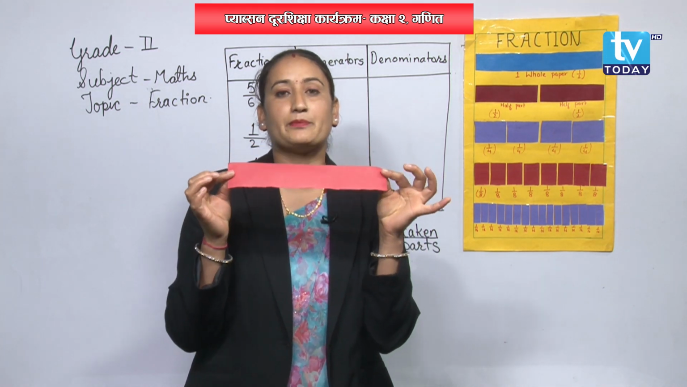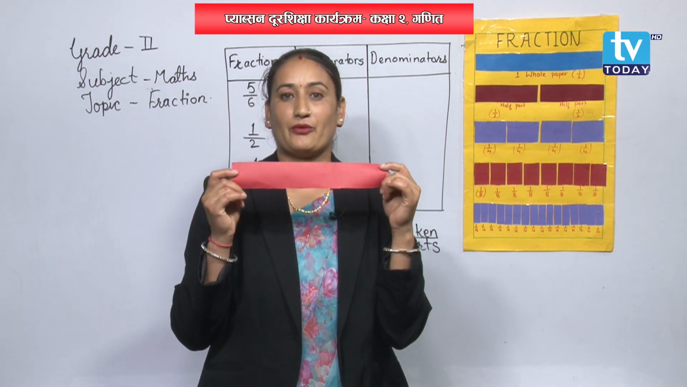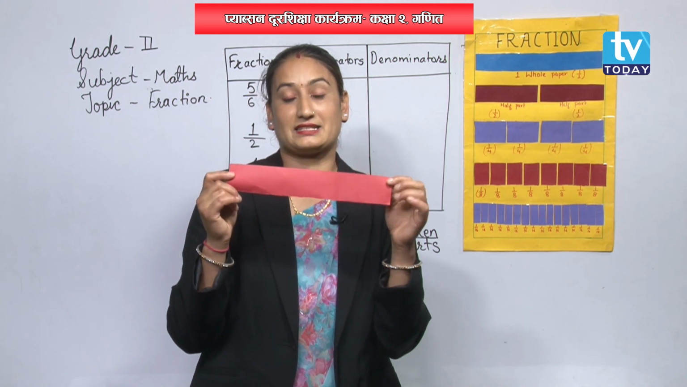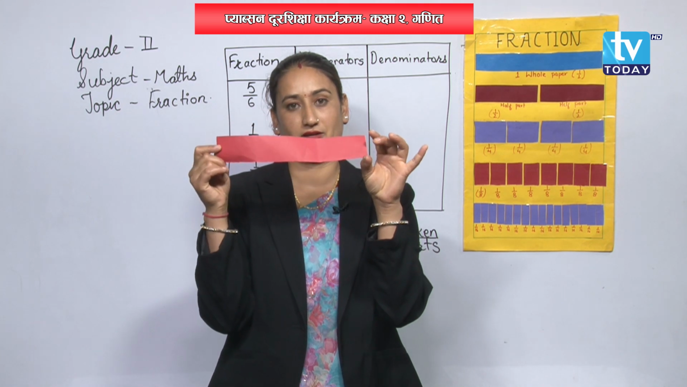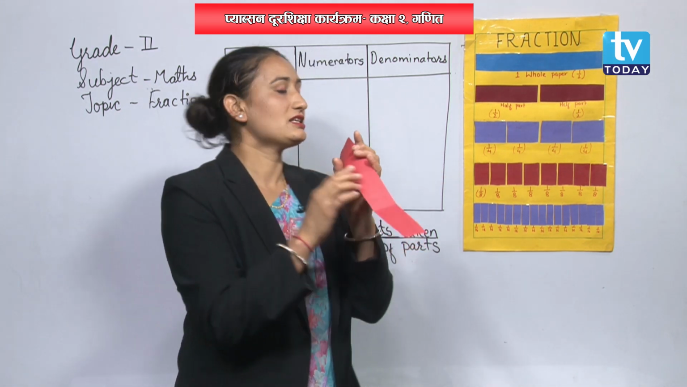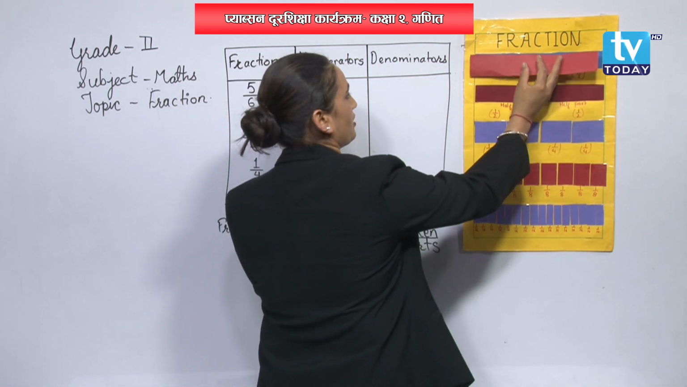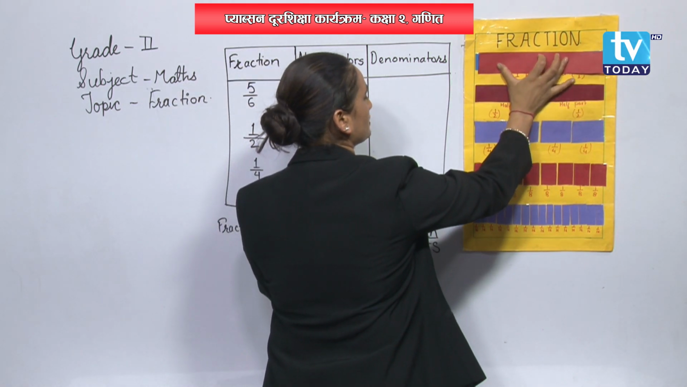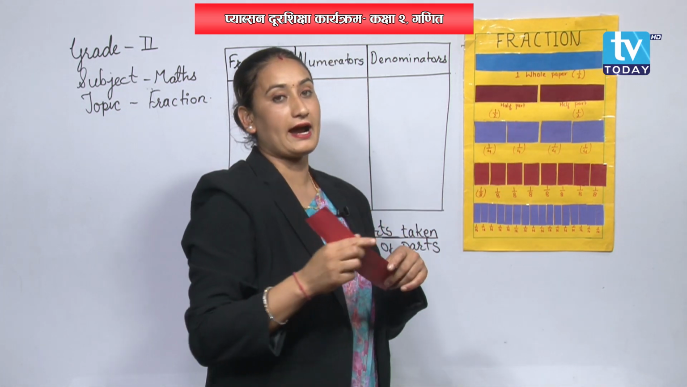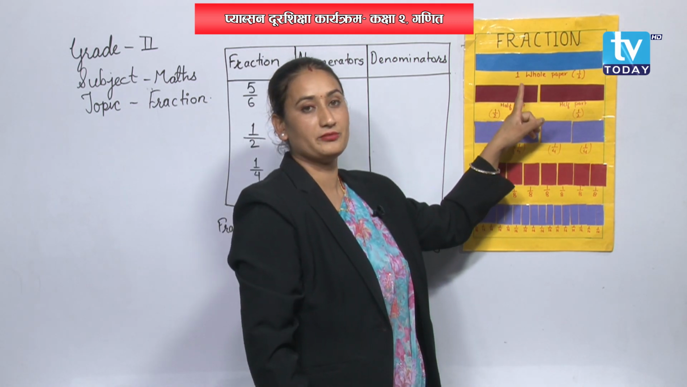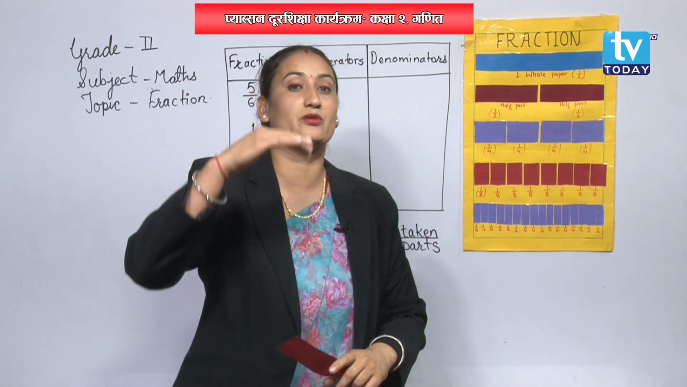That single paper, we call it one whole paper. This is known as one whole paper. Do you understand? See students, this paper is equal to this one paper or not? Please have a look. Yes. So, how to write it in fraction form? One whole paper is written as 1 by 1.